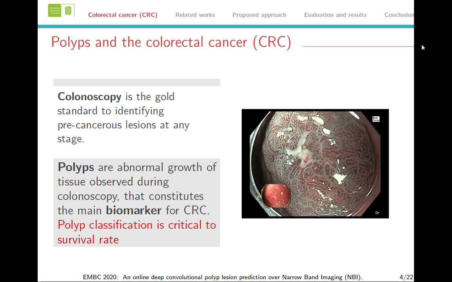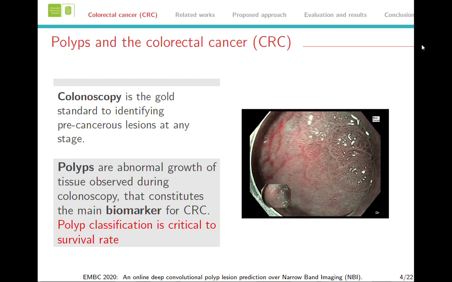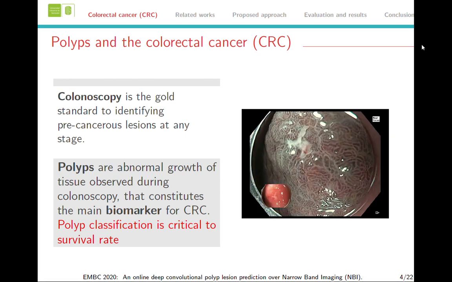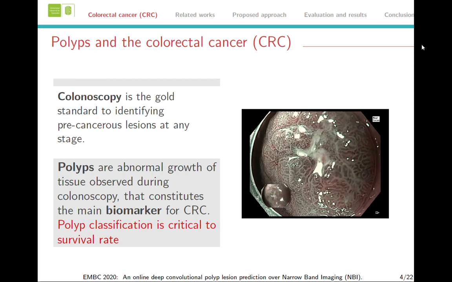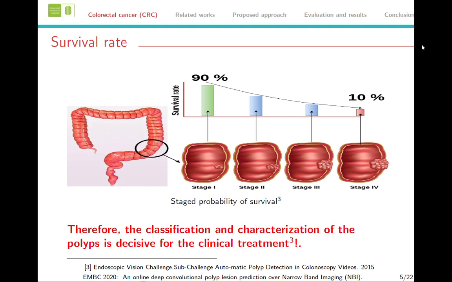This procedure has two modes of acquisition, white light and NBI light. As you can see in the video, the NBI light offers a greater microvascular richness. The proper identification, characterization, and classification of these biomarkers directly impacts the survival rate. Therefore, the correct characterization and classification is decisive for the clinical treatment.